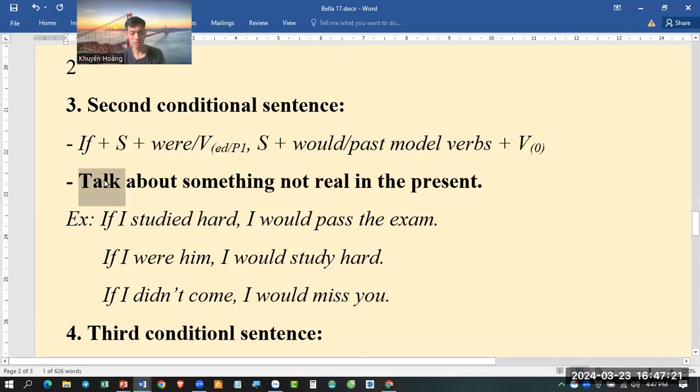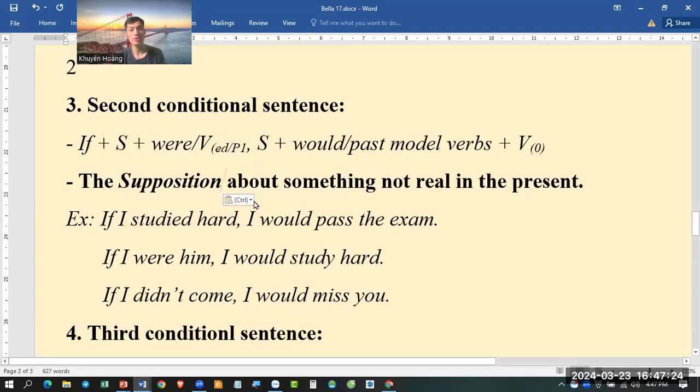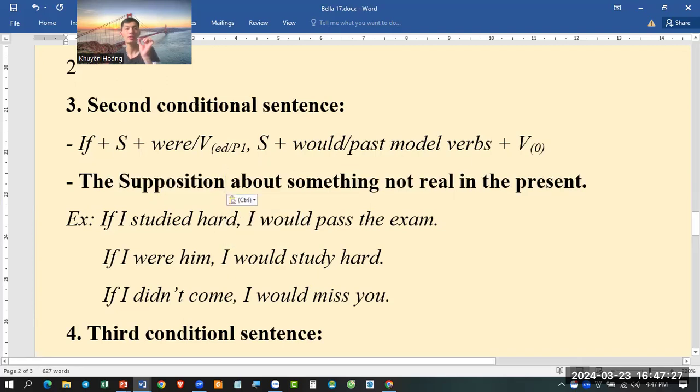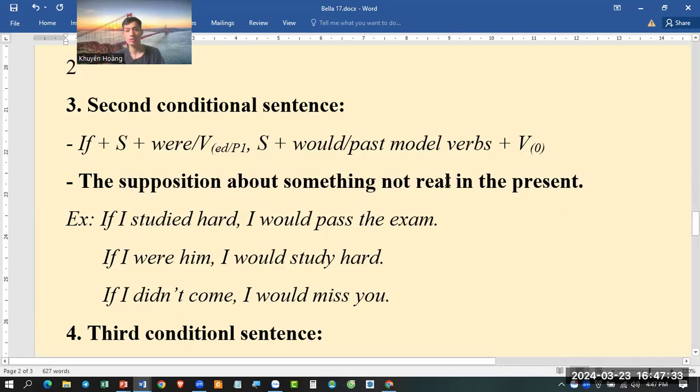So it is the supposition about something not real, not real in the present. So we make the inverse of the thing that is happening now in the present. Like if you are a girl, but I make the supposition you are a boy. It is not real, yeah, but inverse. I can understand. And make sure it is in the present right now.